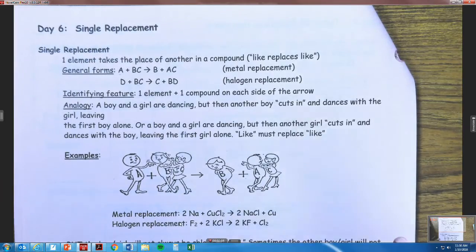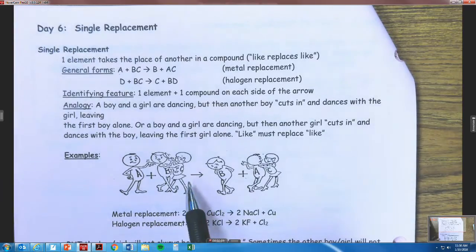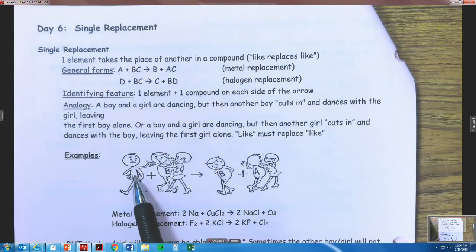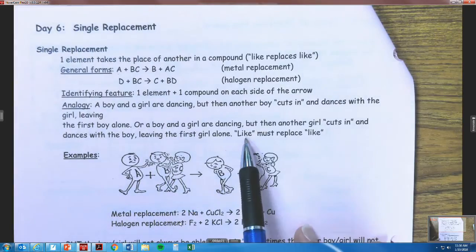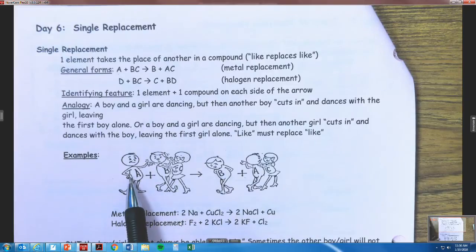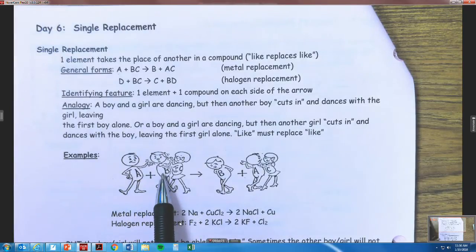Or it can also be vice versa. So let's say that this is a girl. Well, she's going to switch places with the other girl. So it has to be the same. Like must replace like. Boy switches places with the boy. If it was a girl, the girl would switch places with the girl.